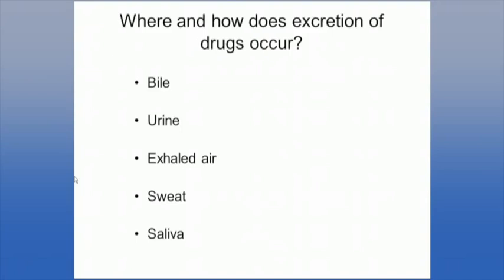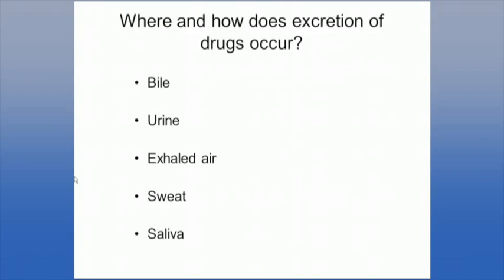Well, as is shown on this slide, there are 5 primary ways in which any person can get rid of a drug from their body. This includes through the feces, which is through the bile, and I'll explain this in much more detail, through urine, which is probably the most common way in which drugs are excreted, and then for completeness' sake, through exhaled air as breathing, in sweat, and in saliva.